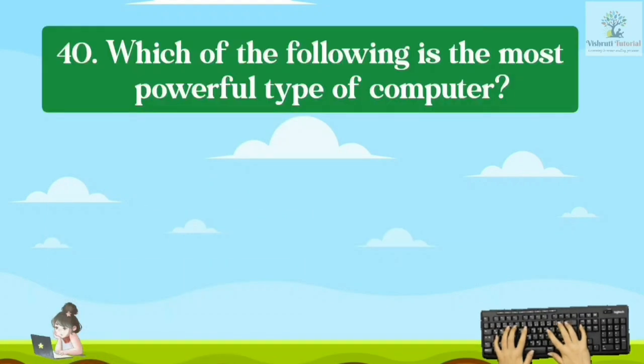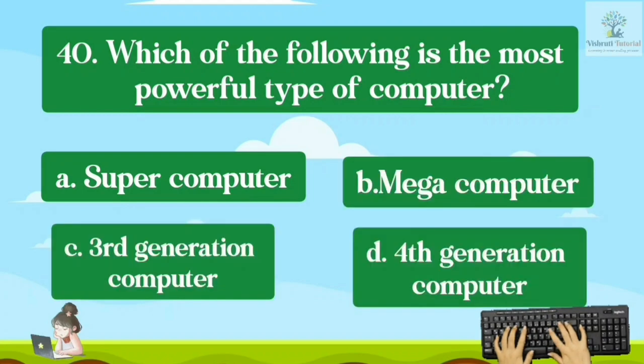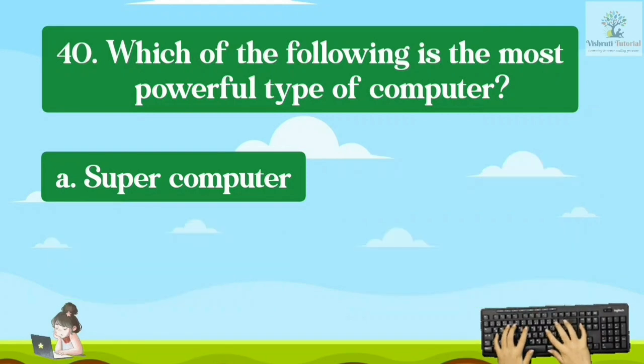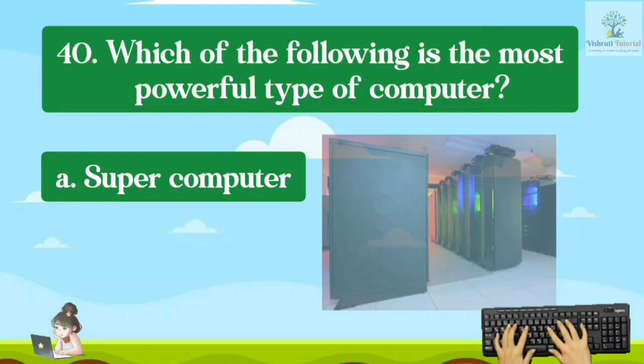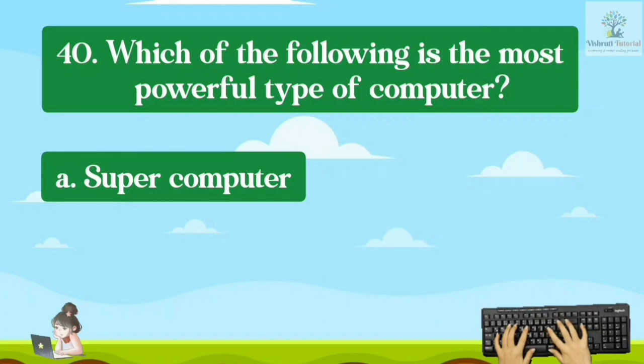Question number 40. Which of the following is the most powerful type of computer? Options: A. Supercomputer, B. Mega computer, C. Third generation computer, D. Fourth generation computer. And the correct answer is A, supercomputer. The most powerful type of computers are supercomputers.